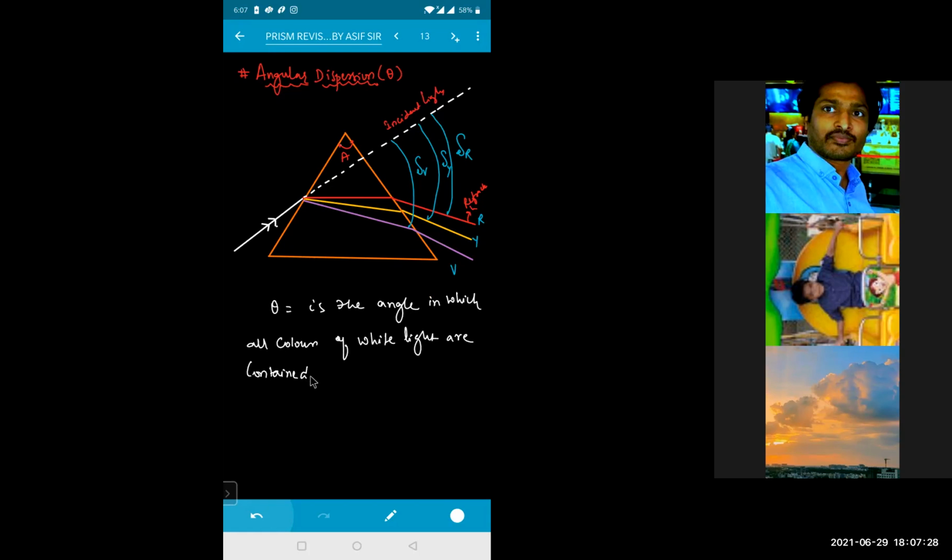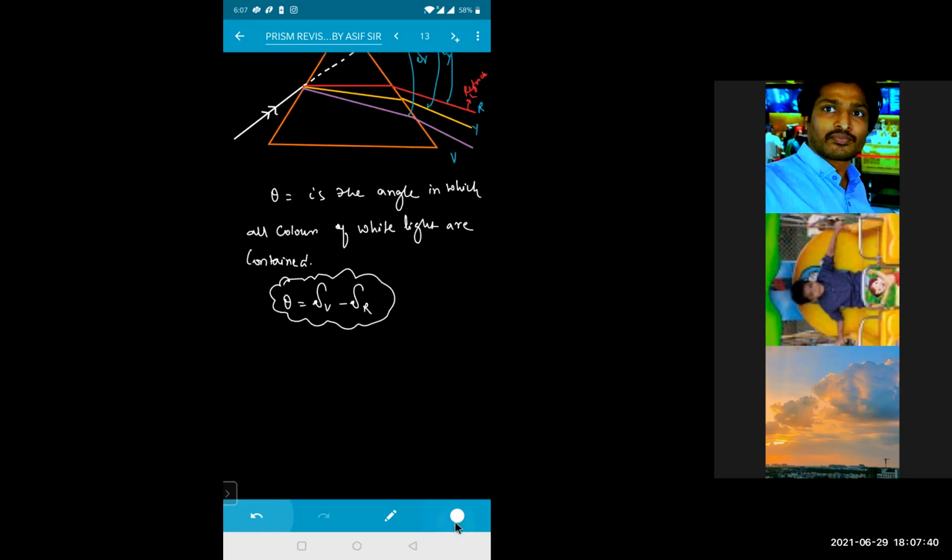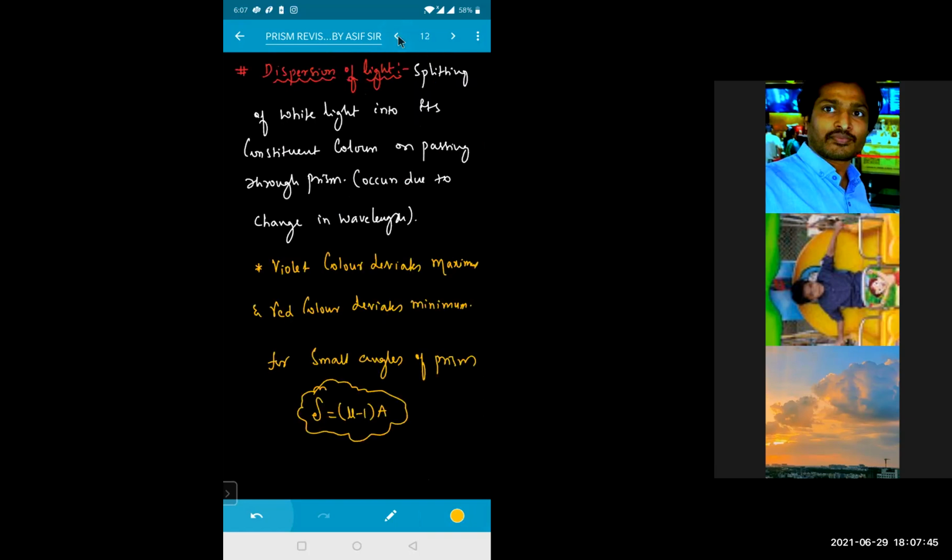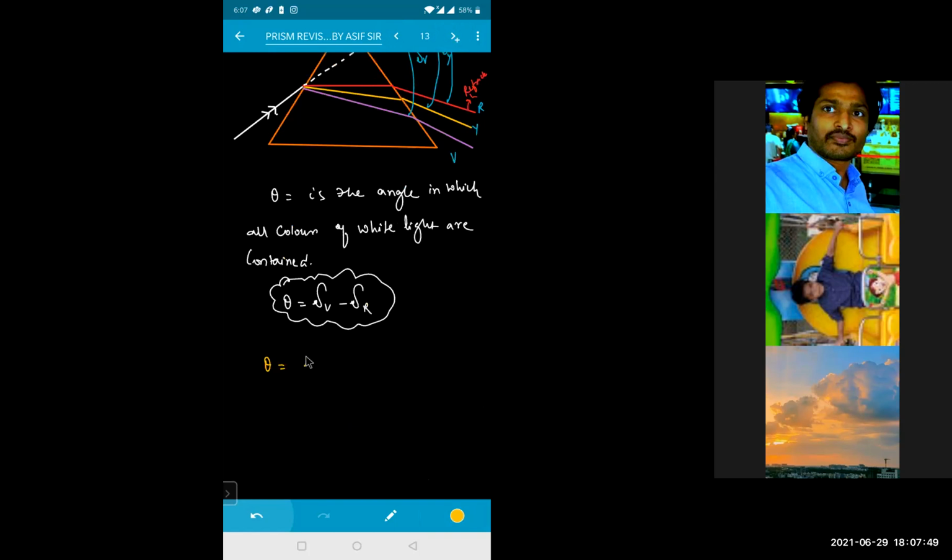Now that means theta is equal to the deviation of violet color minus the deviation of red color. Can I write like this? So this is the formula of deviation. Can I write the deviation in terms of refractive index? But that's for very small angles. Mu of violet minus 1 into angle of prism A, minus mu of red minus 1 into angle of prism A.